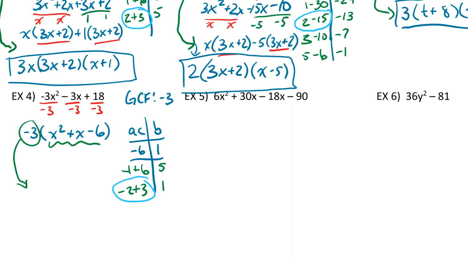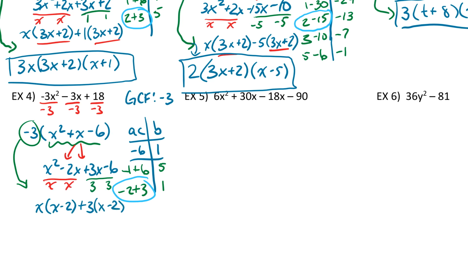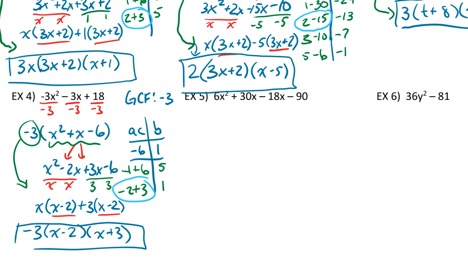So we are going to go ahead and split b. So it's going to be x squared minus 2x plus 3x minus 6. And then we can group them. So divide both these by x and divide both these by 3. And we're going to have x times x minus 2 plus 3 times x minus 2. Insides match. So we're going to have x minus 2 times x plus 3. And that negative 3 is going to come down to our answer.